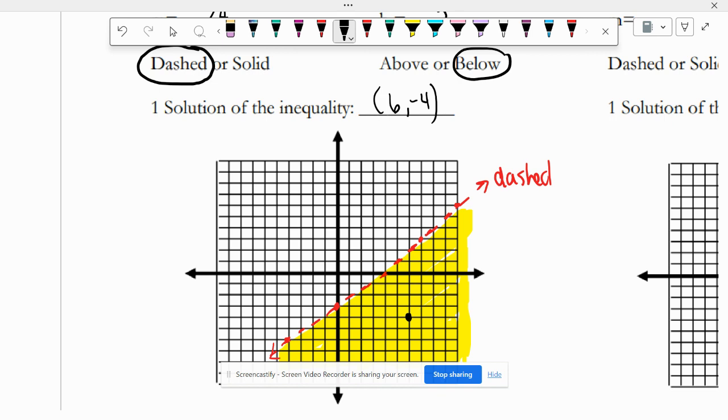How about 10, 0? Anybody else see another solution? 10, -5. Anybody else?